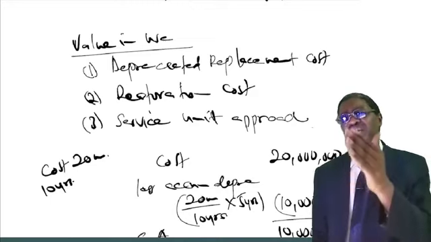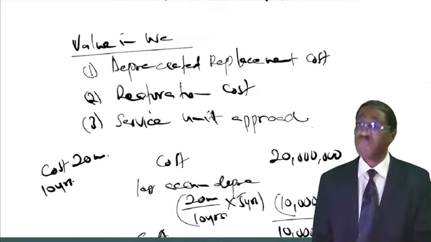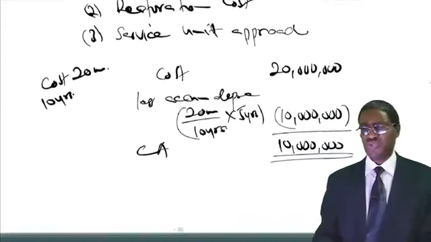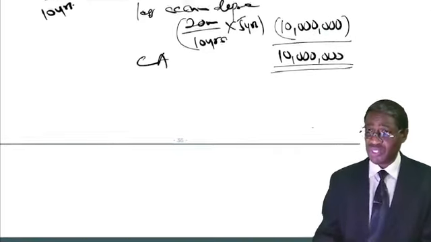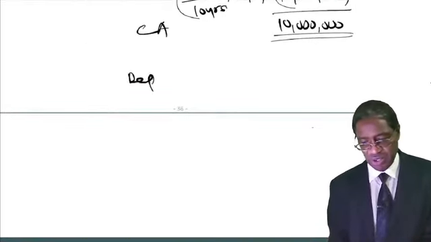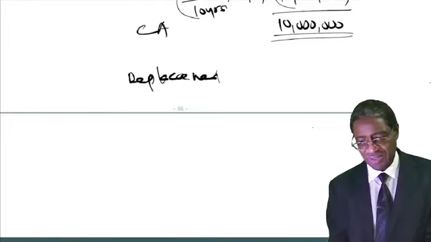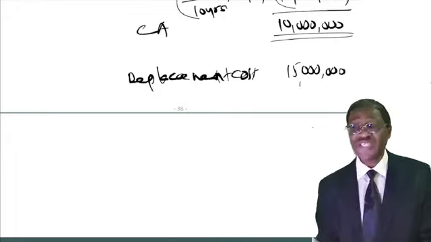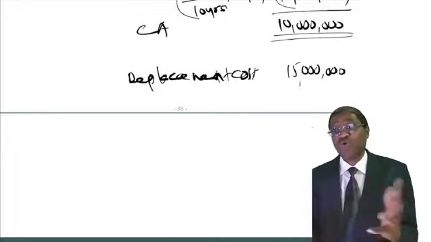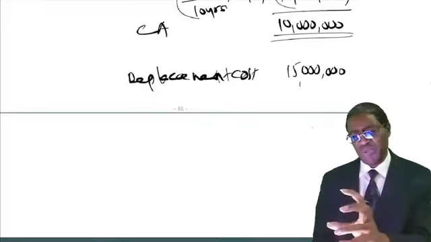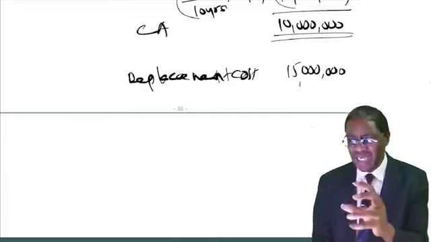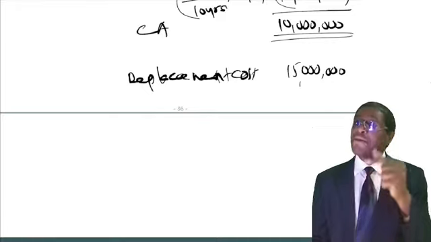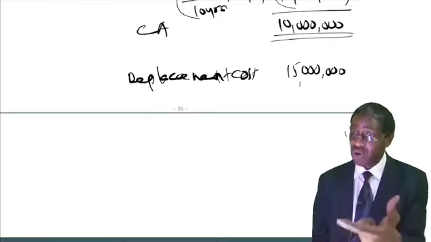If we are to replace that machine now, what would be the replacement cost? Suppose the question tells you that the replacement cost of this machine is 15 million. If you are to replace that machine now, you will replace it at a cost of 15 million. Once you know the replacement cost, you subtract the accumulated depreciation based on the replacement cost.